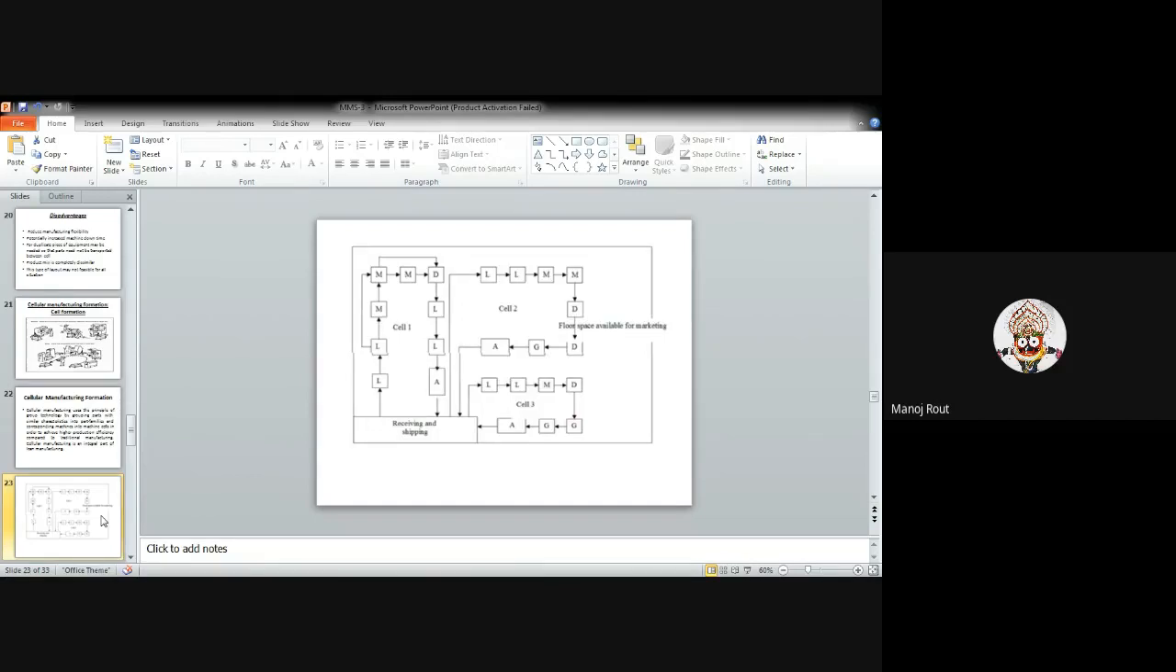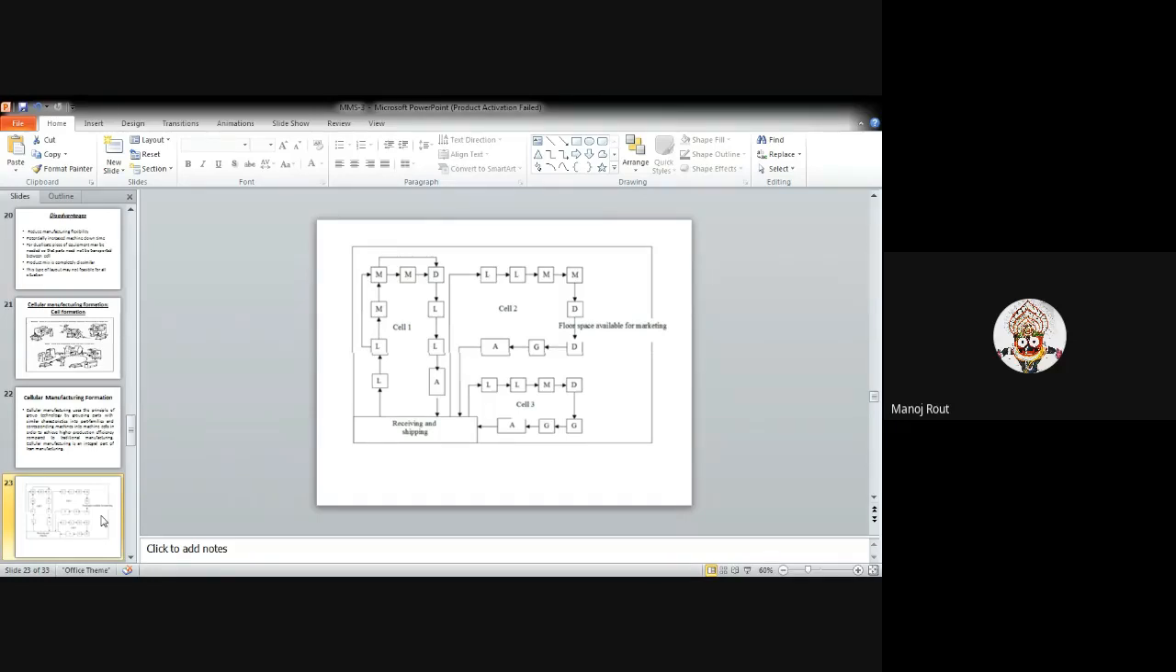As you see in the particular figure here, three cells are given. The first cell is receiving and shipping. The second cell is floor space available for marketing, and cell number three is for other manufacturing units. So if you combine these cells, this forms a group technology or cell formation. Here L stands for lathe, M stands for milling machines, D stands for drilling machine, and A is for anvil. So these are the different types of machines which form different types of cells.